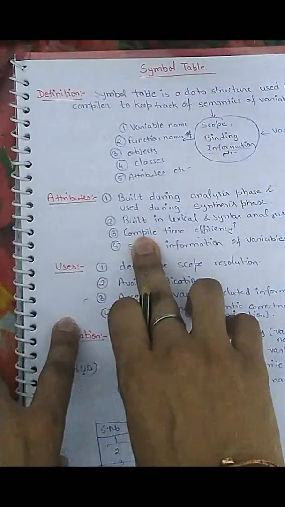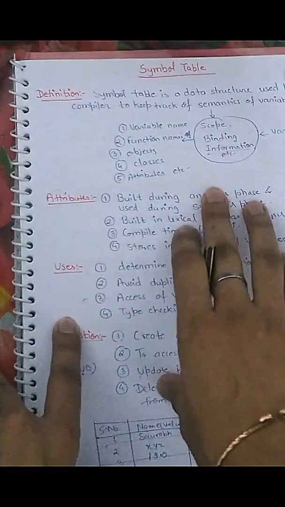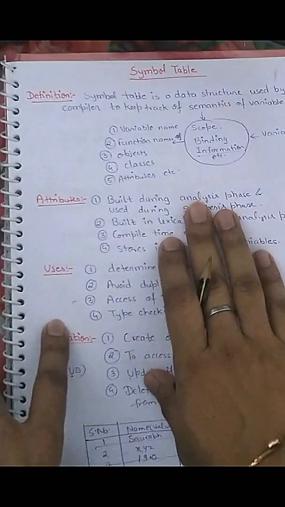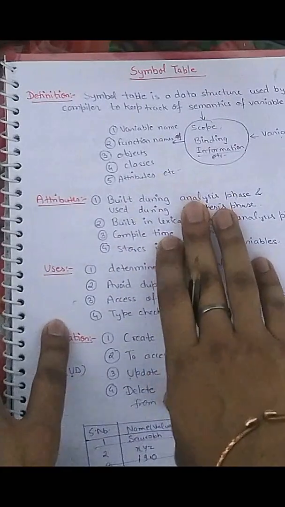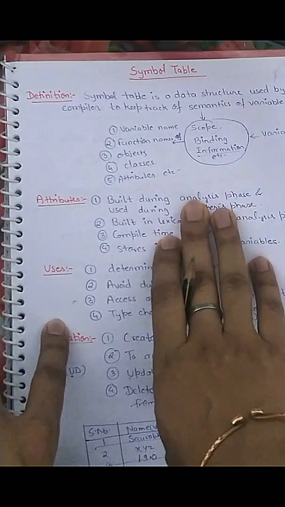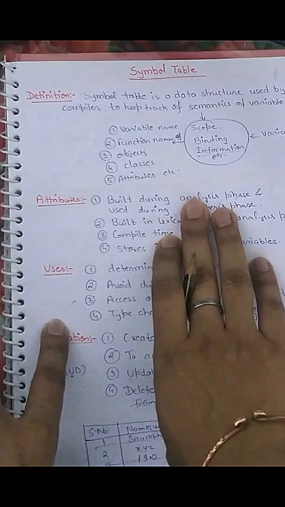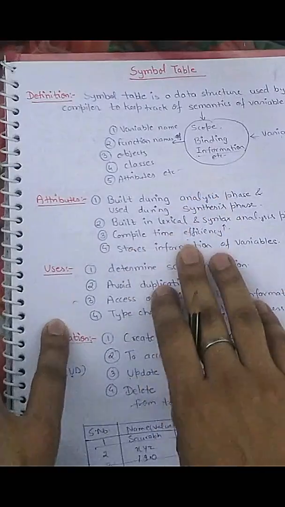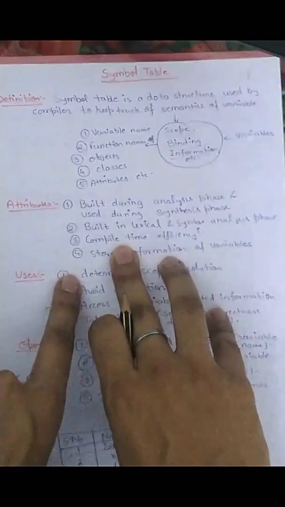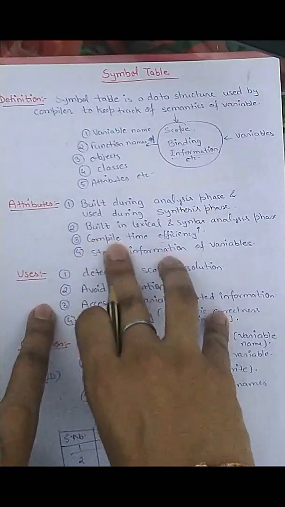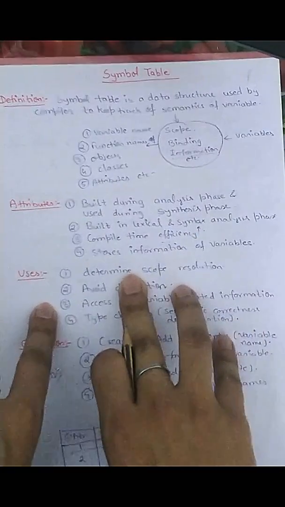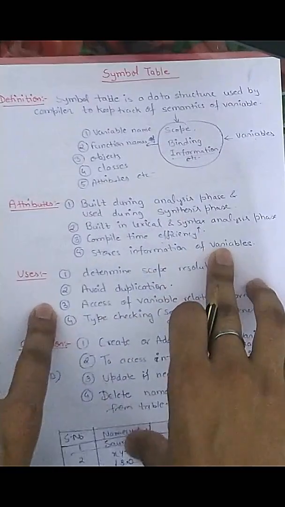First you should remember that the symbol table is appended with all the phases in the compiler. Lexical and syntax analysis phases are used for its construction. Semantic analysis is used for modification, and other stages are used for its literal use. It can increase compile time efficiency, and it stores information of variables.